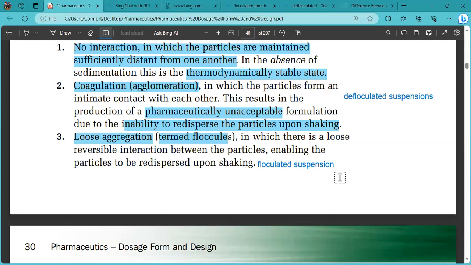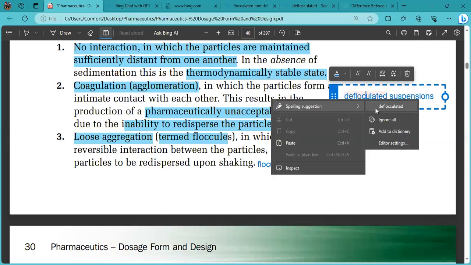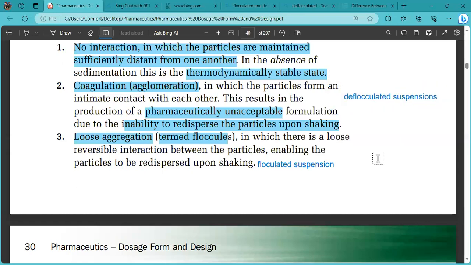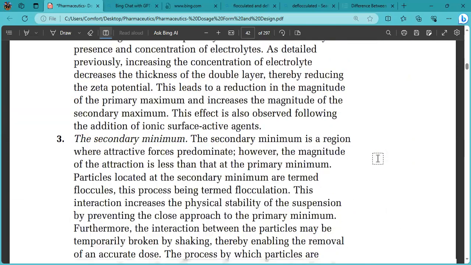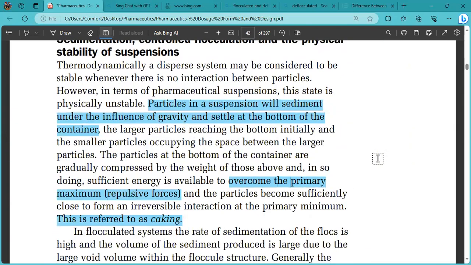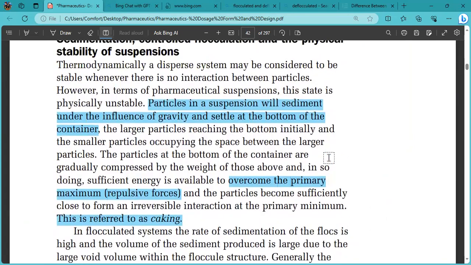Yeah. So now just keep this in mind as we proceed. Yeah. So the sedimentation of controlled flocculation, yeah, this is what I was talking about.